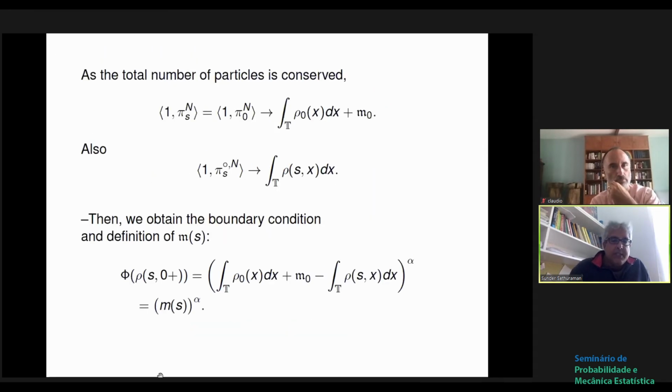So that's the boundary condition, and that matches what Milton, Claudio, and Augusto did for the independent case, updated to alpha.